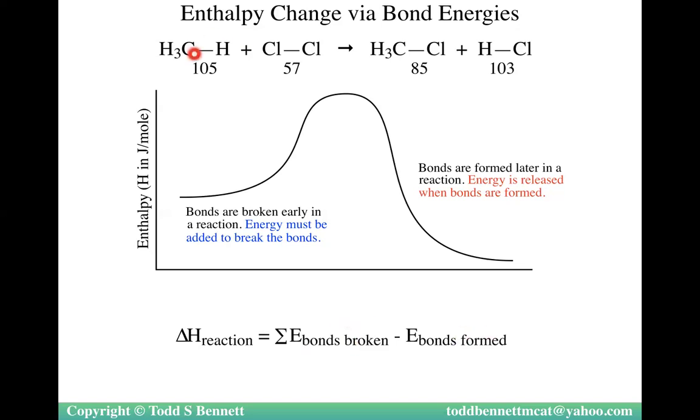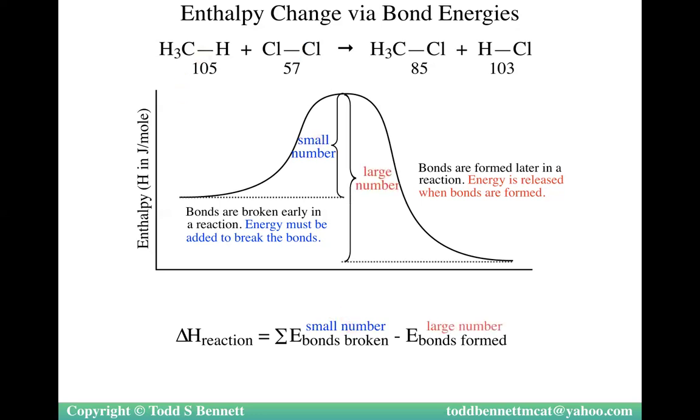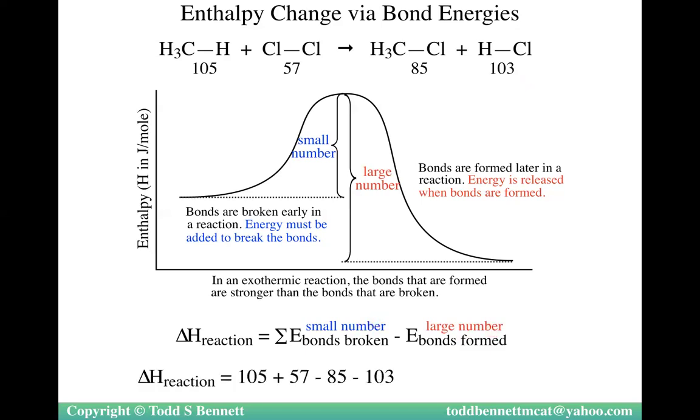Broken minus formed. Positive numbers to break, negative numbers, so minus those numbers when they're formed. So plugging in, I'm going to have a small number for these two. And coming out, I'm going to have a large number for the sum of these two. Small minus large, negative number, so it's going to be exothermic. So we already calculated previous page to be around negative 26. And this confirms that small number minus large number will be negative. It'll be exothermic, heat releasing.